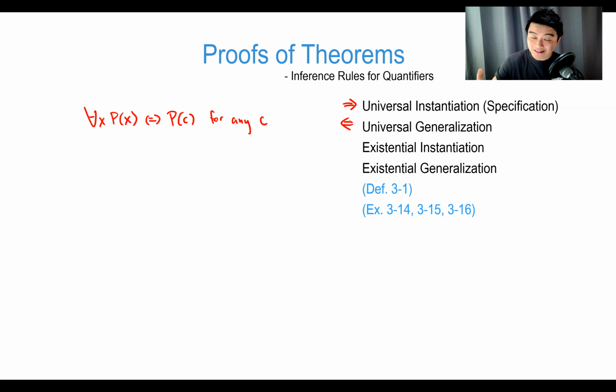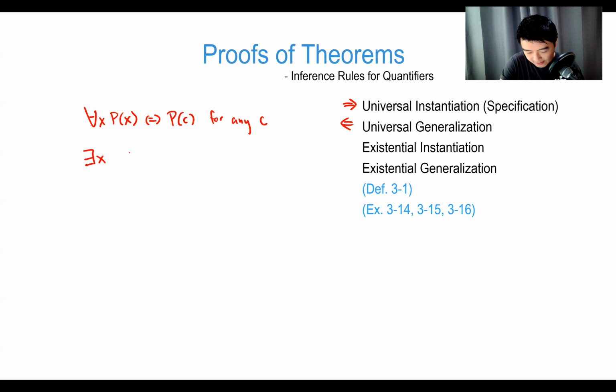But P of c is one statement. So if c is representative of the universe, I can simply write P of c, and that represents one statement. I know it's something very small, but in order for us to properly represent a proof, we have to do this part. Now, the same thing goes for existential.